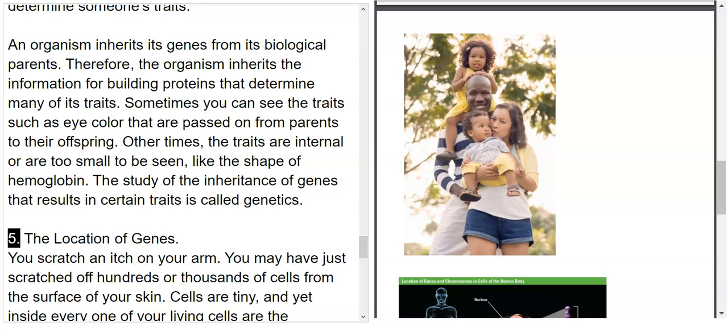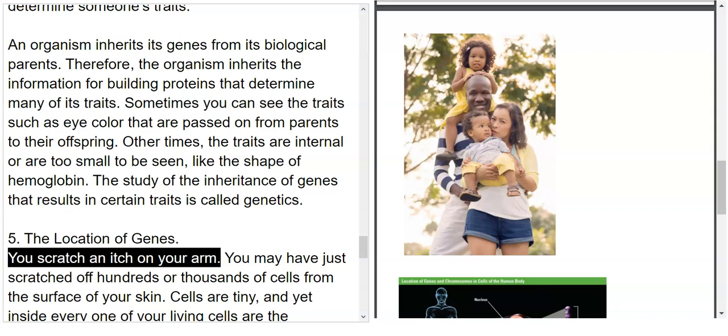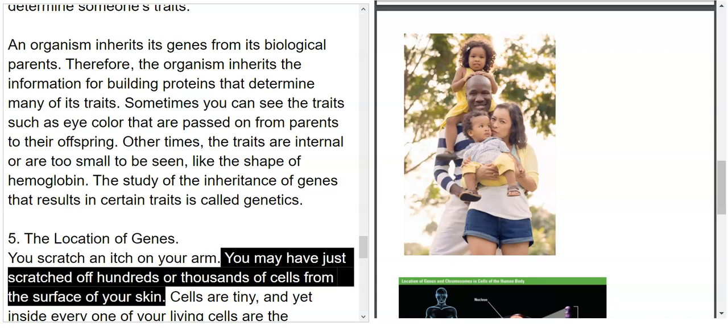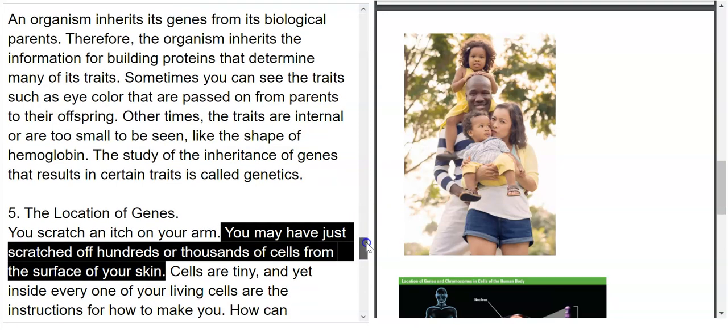All right, let's go to part 5. The location of genes. Where are these found? You scratch an itch on your arm. You may have just scratched off hundreds or thousands of cells from the surface of your skin.